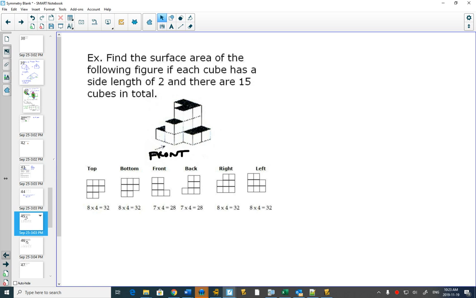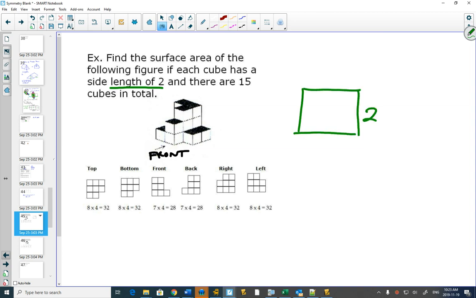So then this one says, find the surface area, but now each has a side length of 2. So if we look at one square, if we have a side length of 2 here and a side length of 2 here, does it make sense that your area is going to be 4 units squared? Because how do we find the area of a square? Length times width, 2 times 2. 1 square is going to be 4.